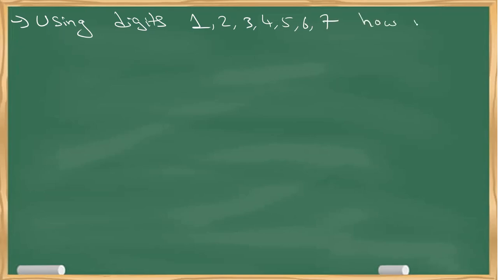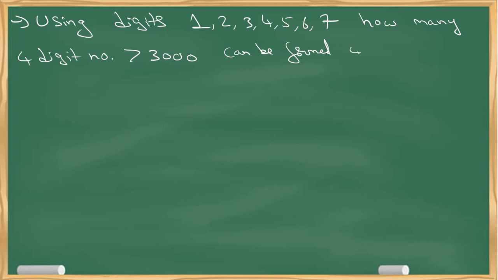How many 4-digit numbers greater than 3000 can be formed with and without repetition? Using digits 1, 2, 3, 4, 5, 6, 7. How many 4-digit numbers greater than 3000 can be formed with and without repetition?